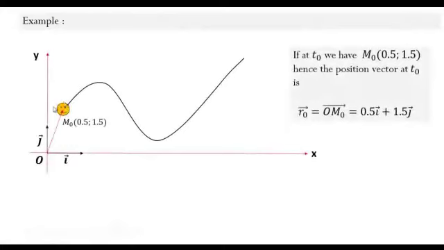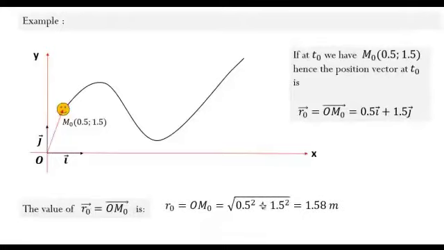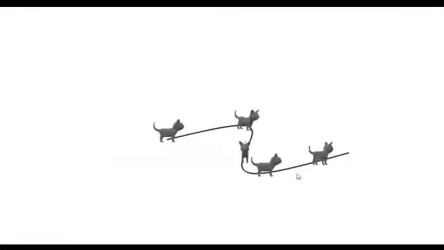Now for example, let's suppose at t0 the coordinates of this point are 0.5 and 1.5. Then, in order to write the position vector, r0 equals the vector OM0 equals xi plus yj, which is 0.5i plus 1.5j. Its value equals OM equals the square root of x squared plus y squared, and then we can calculate the value in SI units. It will be 1.58.